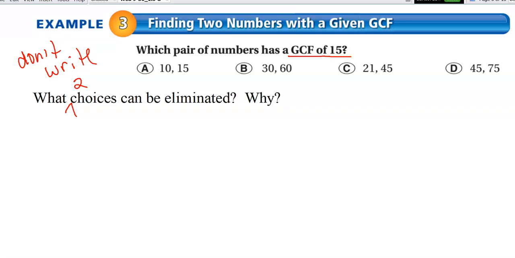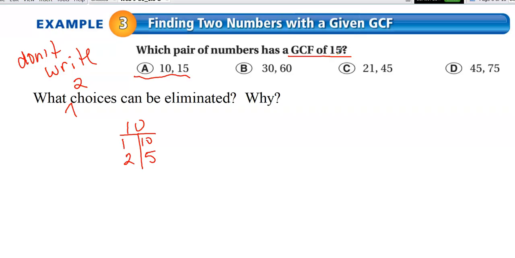Okay, so when I look at A, I'm noticing that the two numbers are 10 and 15. If I think about my factor list, this would be 1 times 10, and this would be 2 times 5. Wait a minute, 15 isn't even on my list. That's so weird. Oh, wait. Okay, that totally makes sense because 15 is bigger than 10. You can't have a factor that is bigger than the number, right?